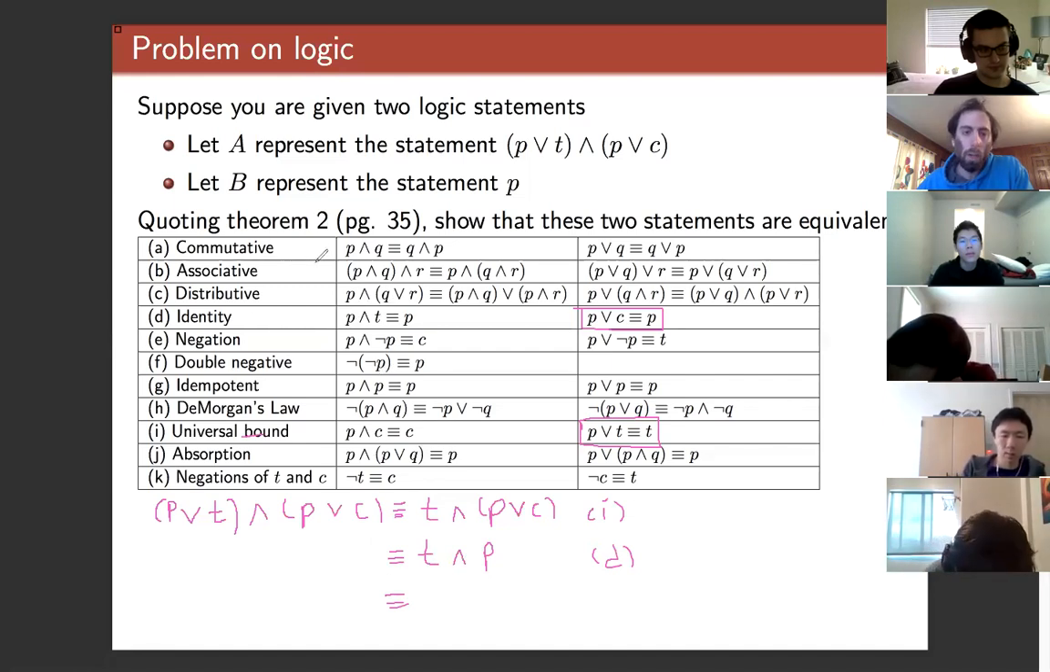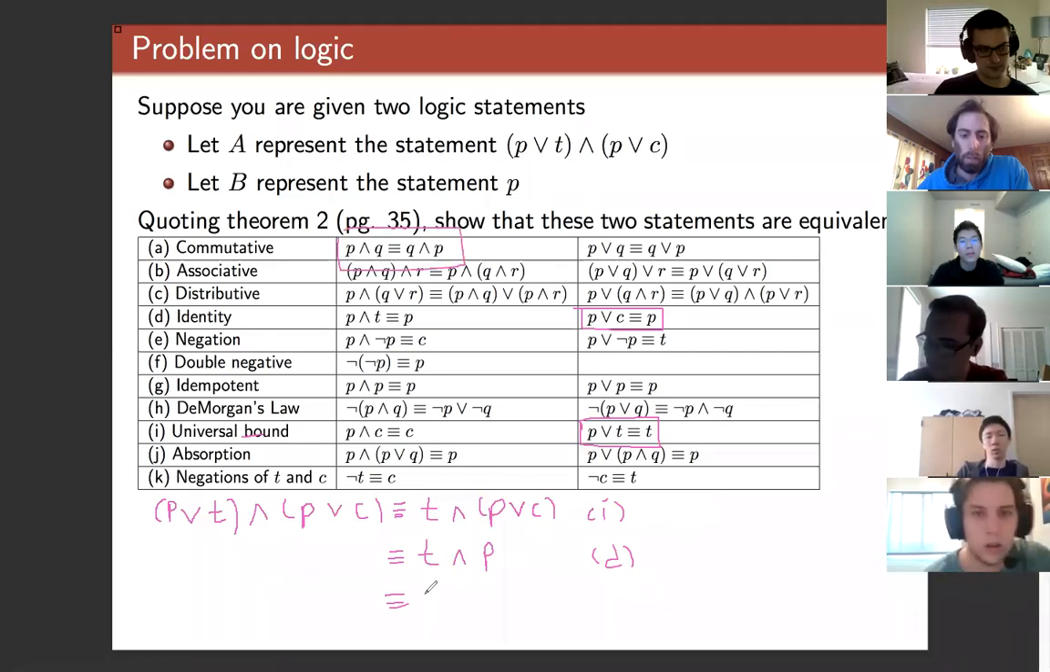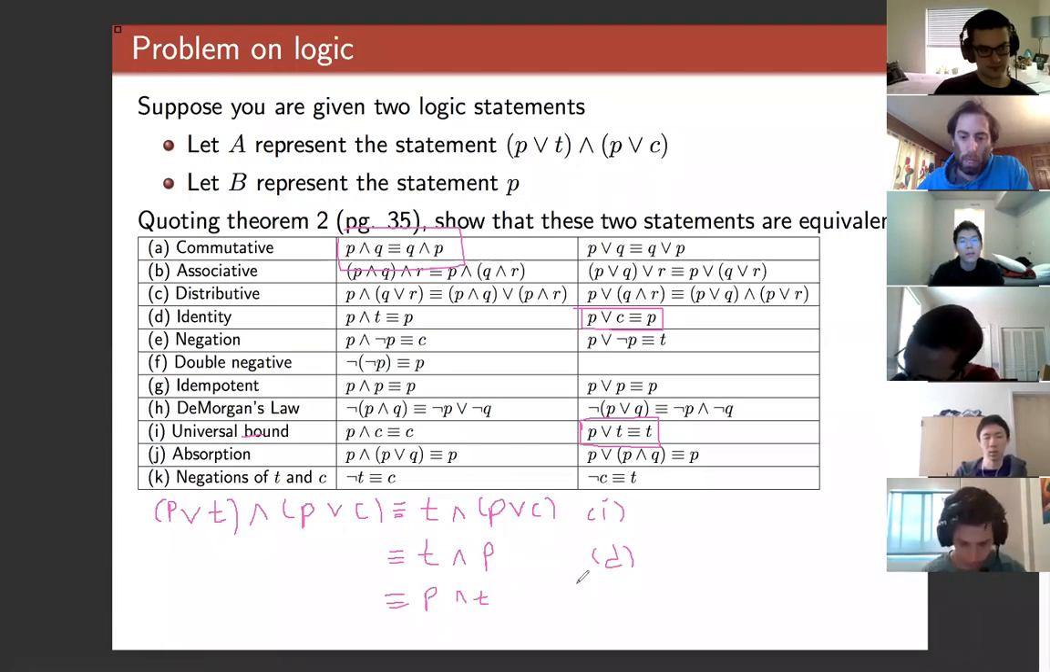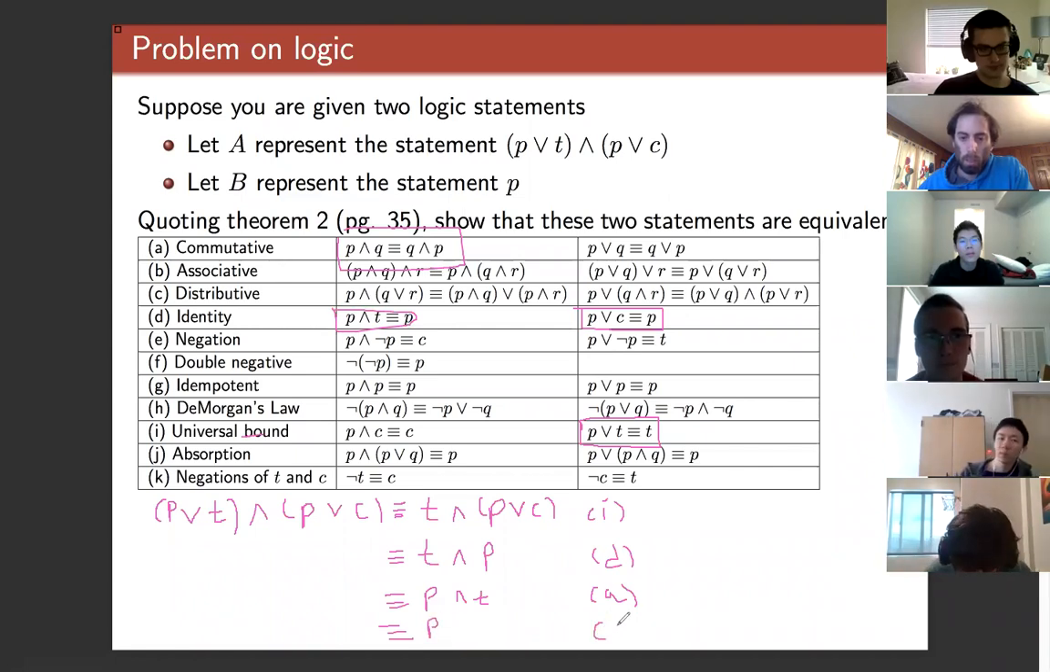So in particular, we're going to use A. So A will allow us to rewrite this as P and T. That's A. All right? And then finally, we use the identity again, which is this one here. And that gives us that this is P. All right. Are there any questions about that entire process?